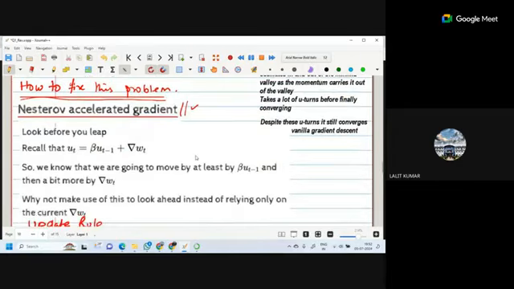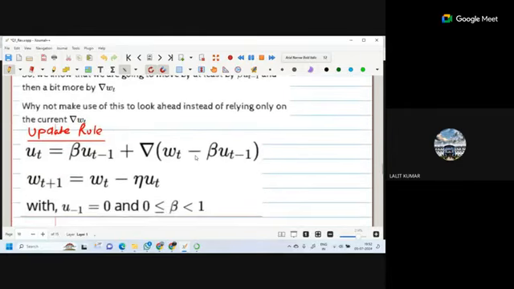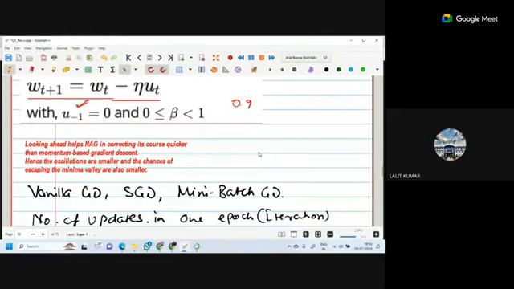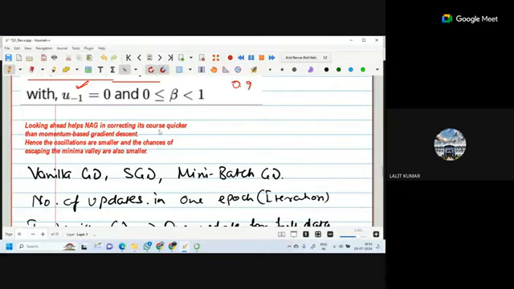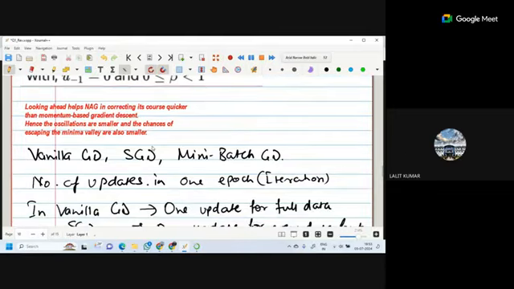So for NAG, the update rule is u_t is equal to beta u_(t-1) plus the gradient calculated at w_t minus beta u_(t-1). The update rule for w remains the same. Beta is again between 0 and 1, generally 0.9. We take u_(-1) equal to 0. So this is the Nesterov acceleration. Some theory: looking ahead helps NAG in correcting its course quicker than MGD, hence the oscillations are smaller and the chances of escaping the minimum value are also smaller.